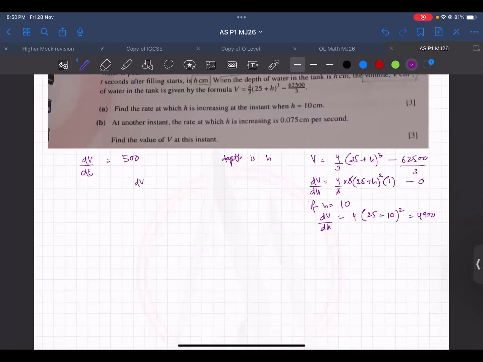This is the value of dV by dh. And now the rates of change formula that you can form right now is dV by dh divided by dt divided by dt. So we have this value, 4900. dV by dt is given to us, 500, divided by dh by dt. So this would go over there and multiply, and 4900 will come and divide.